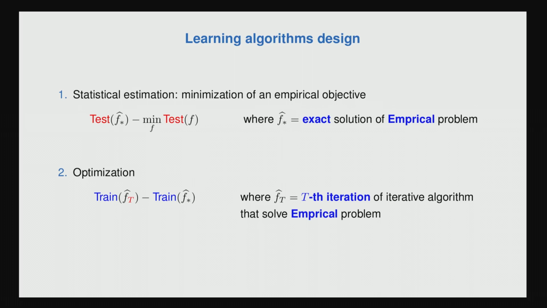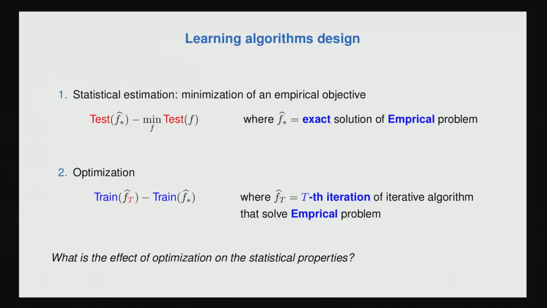So what the optimizer does is study the distance between the training error of the function f_t, which is the t-th iteration of any iterative algorithm (you can think about gradient descent), and the training error of the exact solution of the problem. So the optimization guy studies this distance here and says, okay, what I want is to be able to control this quantity in a way that this distance here is small.